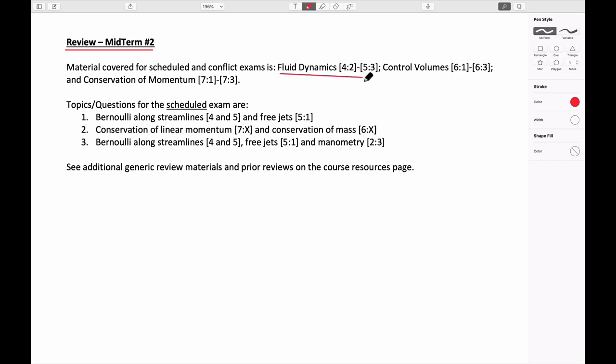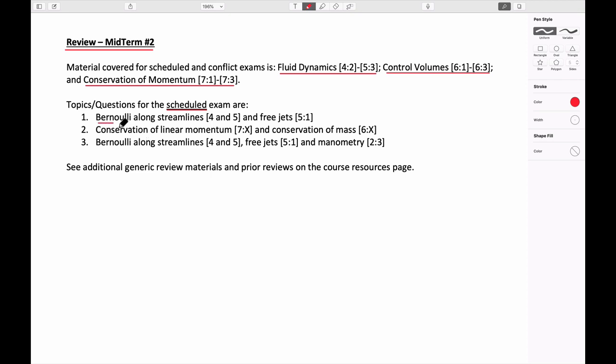So fluid dynamics was Bernoulli in weeks 4 and 5, conservation of mass and moving control volumes in week 6, and conservation of momentum in week 7. Specifically for the scheduled exam, there are 3 questions, each with equal weight, 110 points, full score is 100 points.